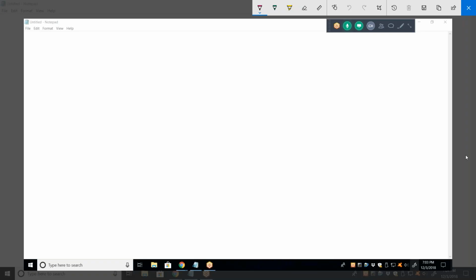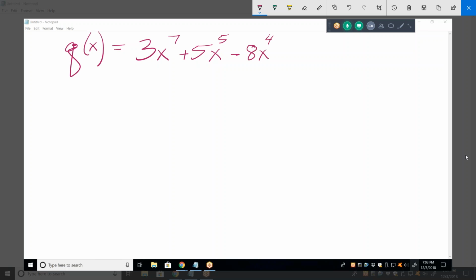Okay, so it says consider the polynomial function q of x is equal to 3x to the 7th minus 5x to the 5th plus 5x to the 5th, and then minus 8x to the 4th, minus 12x squared. Okay. What is your task?